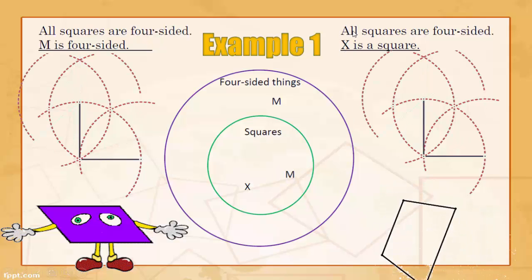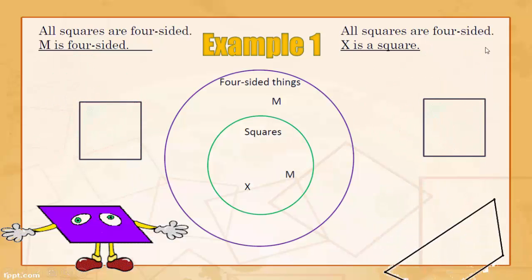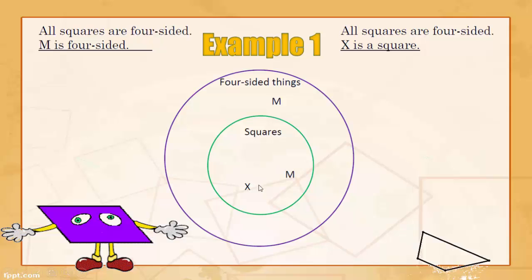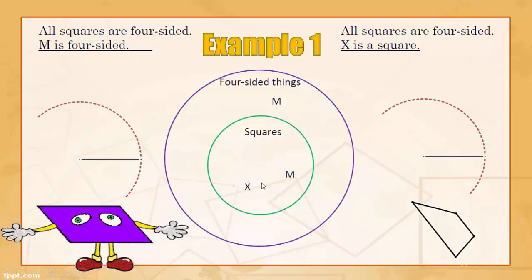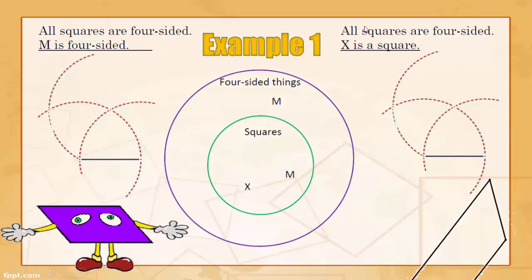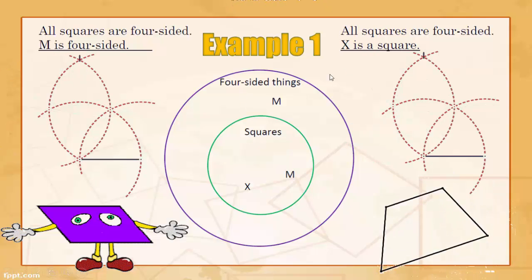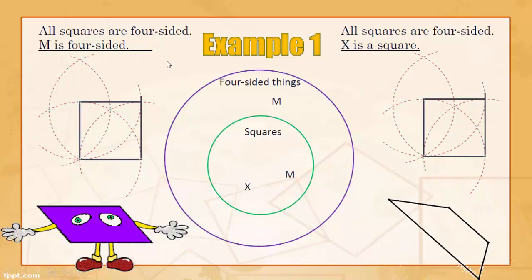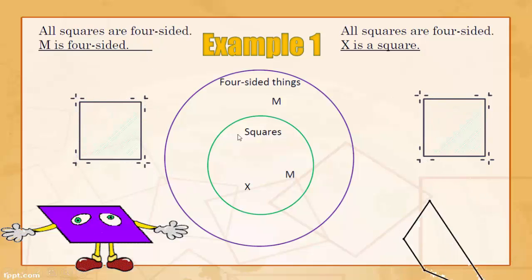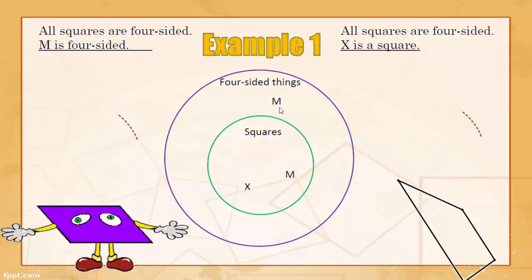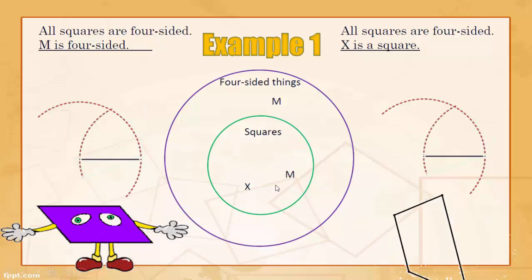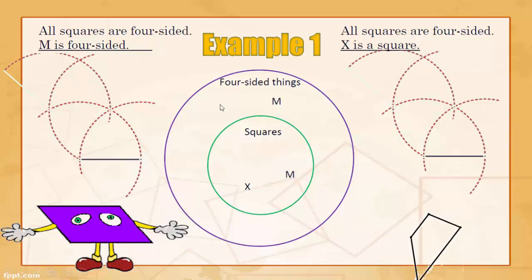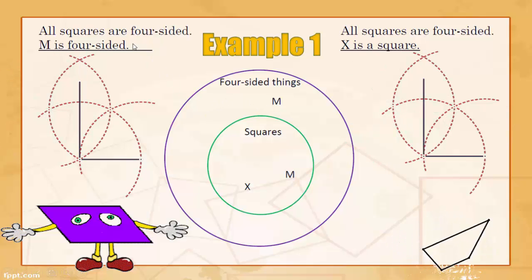Well, let's look at the other argument. All squares are four-sided. Okay, that's all right. And X is a square. So that means X can only be here. It turns out that the only conclusion that is true is this one, because it falls in one place in the Euler diagram, and this one is not valid because M falls in two places. So X falls in one place. That means this is valid, and M falls in two places, which means this argument is not valid.